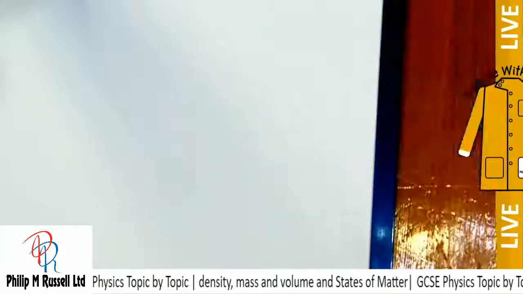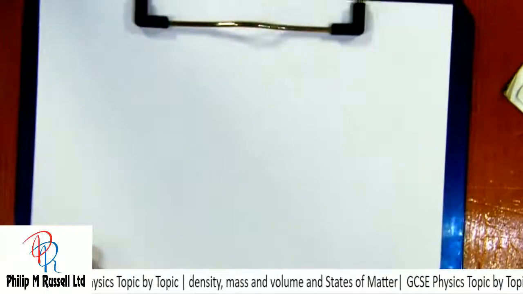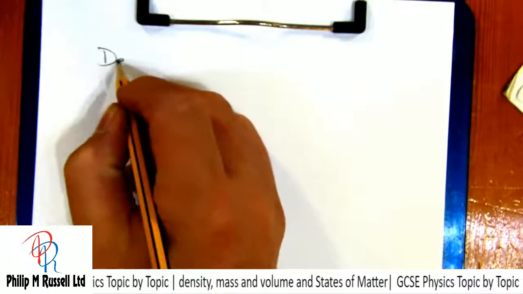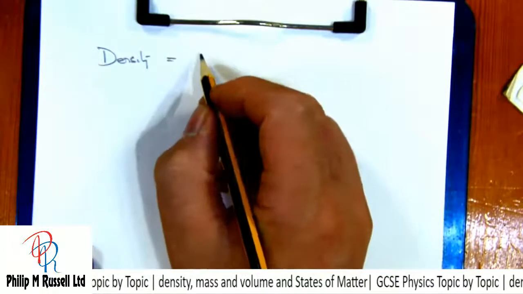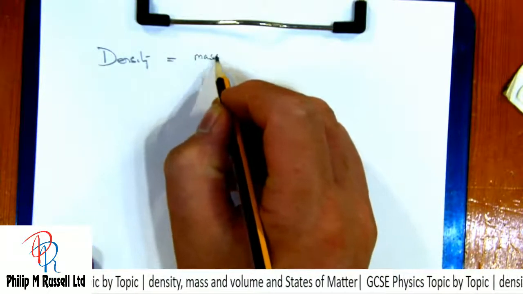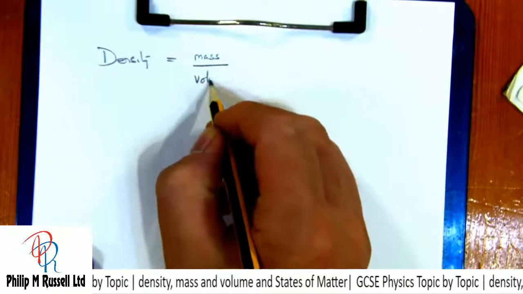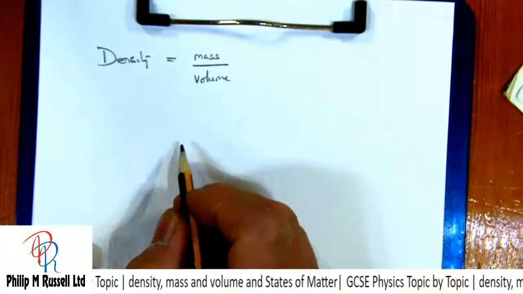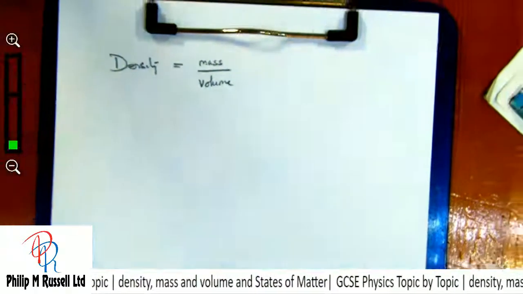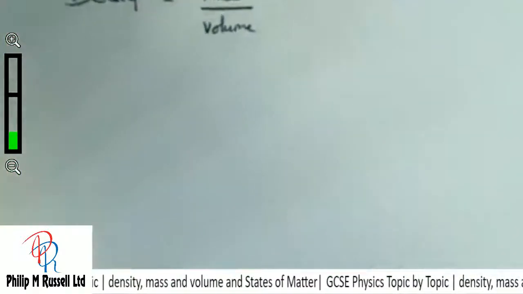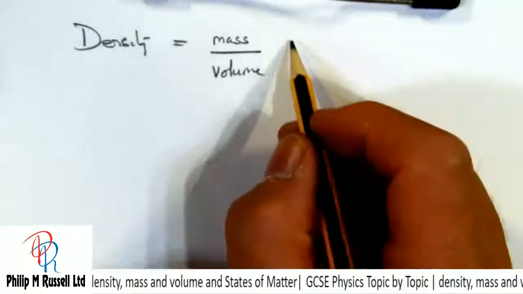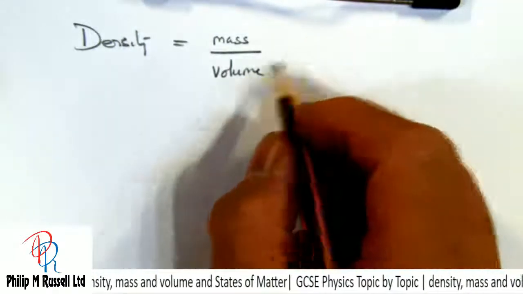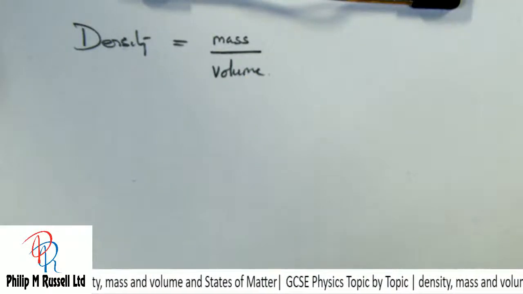Well, density simply here equals the mass of something divided by the volume. The important bit here, I suppose, is not really whether we're talking about mass or weight. This one's one that always causes confusion.